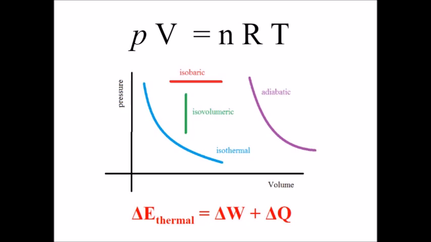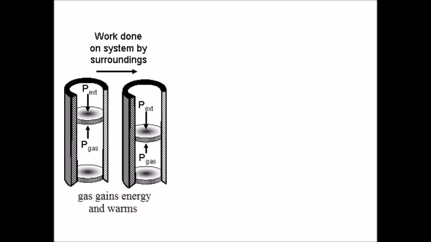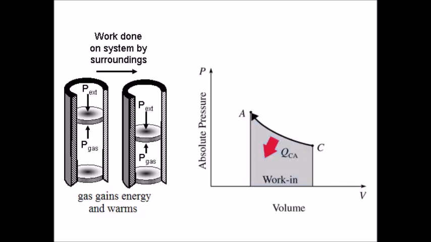We said in the last video that you could do work on a system by compressing that gas. The gas will gain energy and warm up. Here that is in a PV graph. Volume is decreasing. We are going to the left on this PV graph, and the gas is warming up, all other things being equal, an adiabatic process being assumed here.